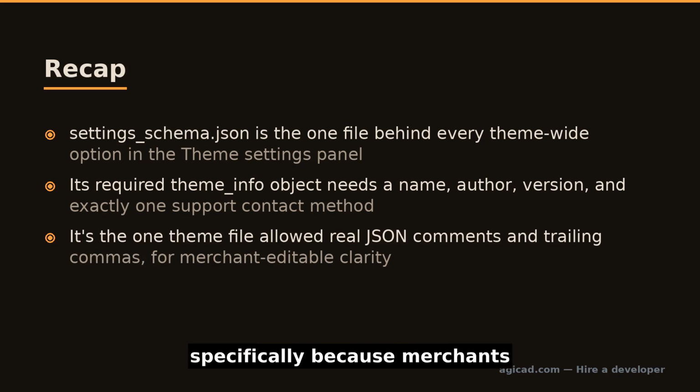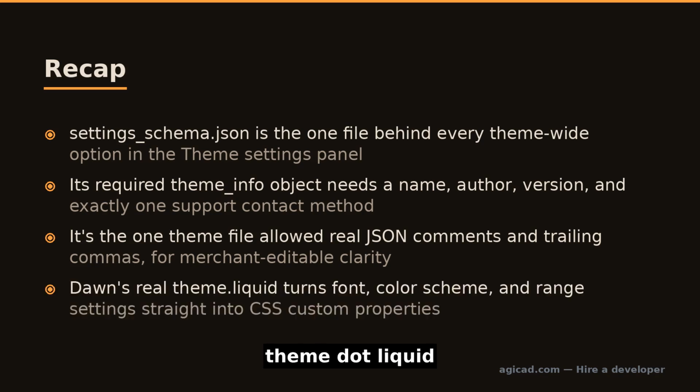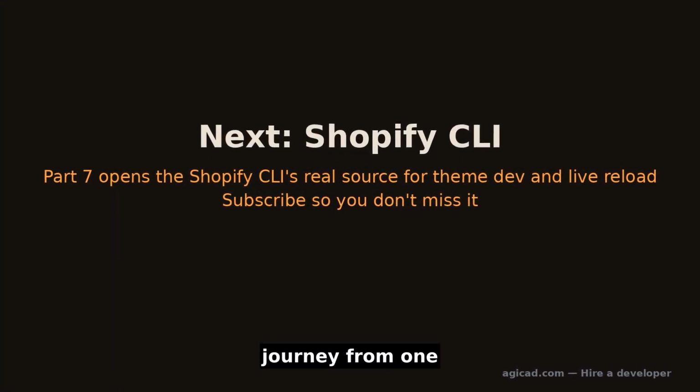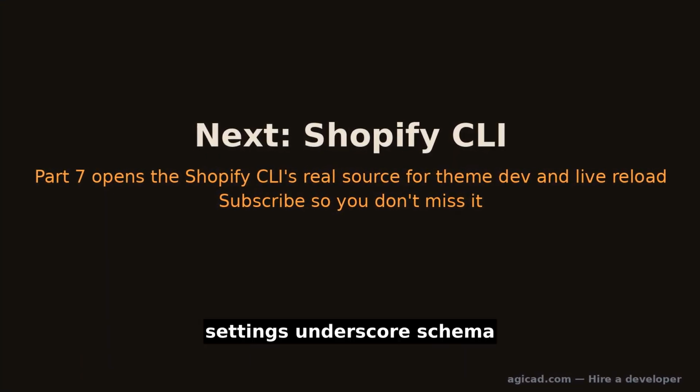And Dawn's real theme.liquid is the proof of what all of that becomes in practice. Font settings, color scheme groups, and plain range settings, all turn straight into the CSS custom properties every visitor's browser actually uses. Change a setting in the editor, and the storefront updates instantly, with no rebuild and no redeploy, because Liquid renders it all fresh, server-side, every time. That's the real journey from one declared setting in settings_schema.json all the way to a live CSS custom property on every page of a Dawn storefront.